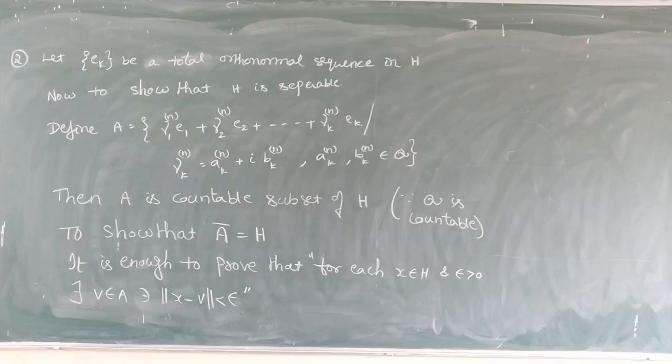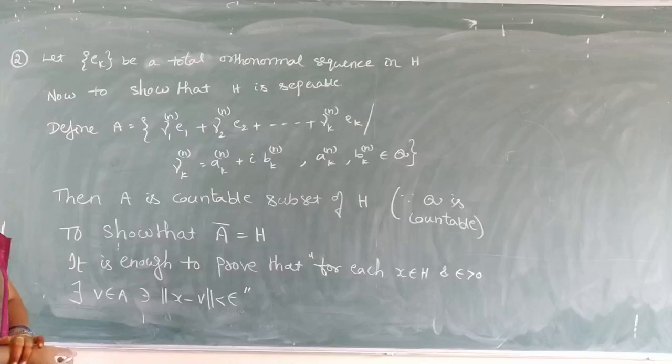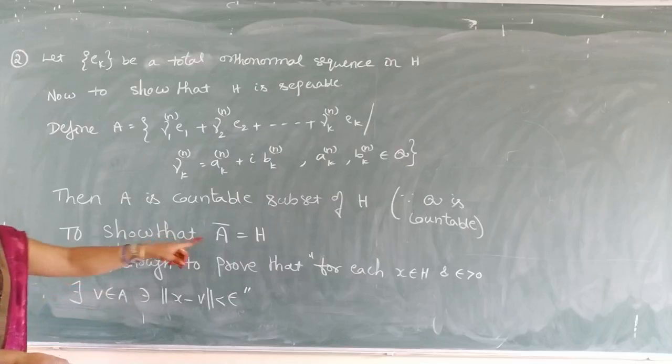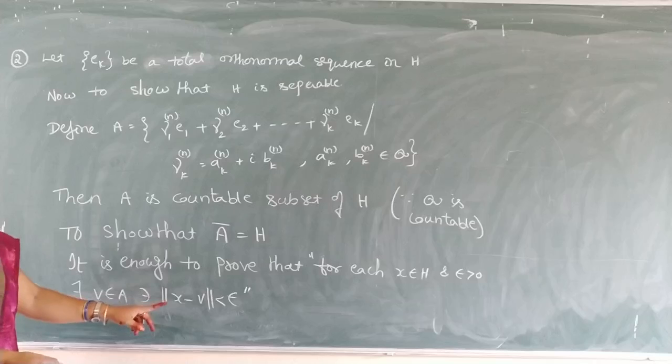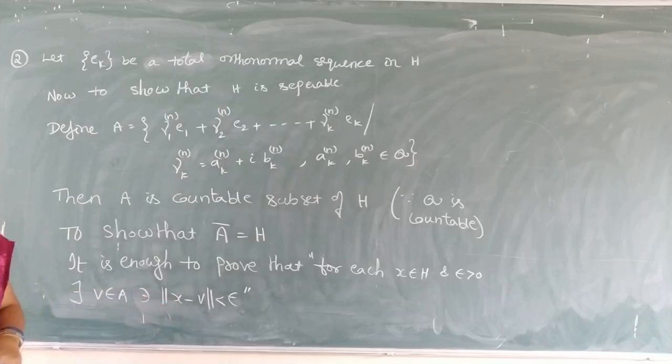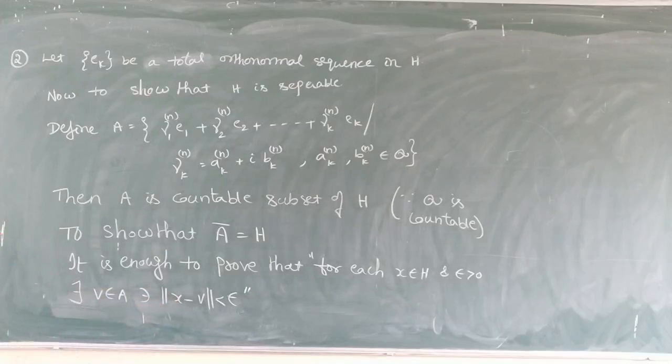So A bar is equal to H. For this, it is enough to prove that for each x belongs to H and epsilon greater than 0, there exists one element B belongs to A such that norm of x minus B is less than epsilon, then A bar is equal to H.